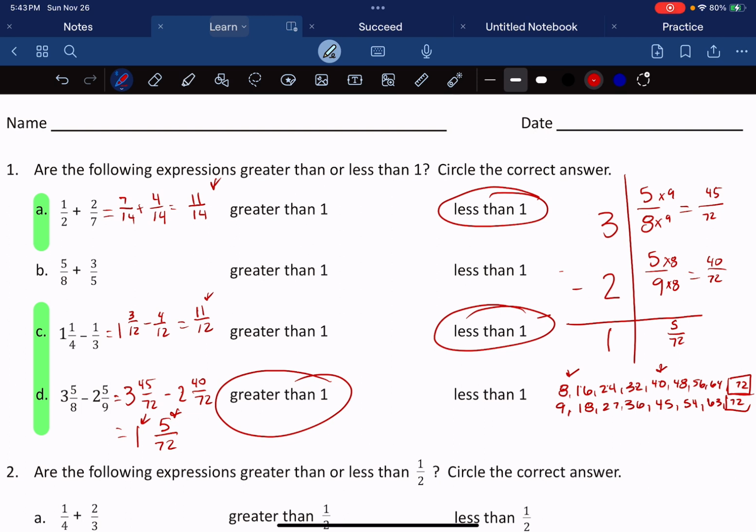Here I do have a whole number. So my whole number is 1. So we know we have 1 and some more. So it's going to be bigger than 1. Again, if you need a pause to write everything down, do so. Reminder, I do want you turning this in.